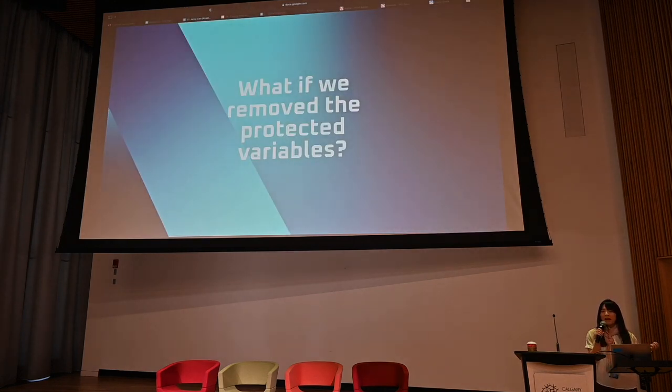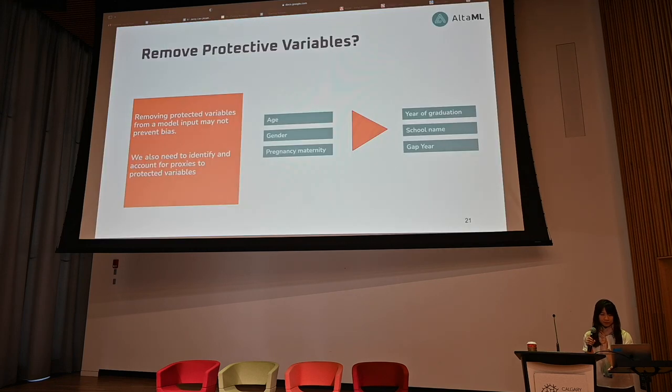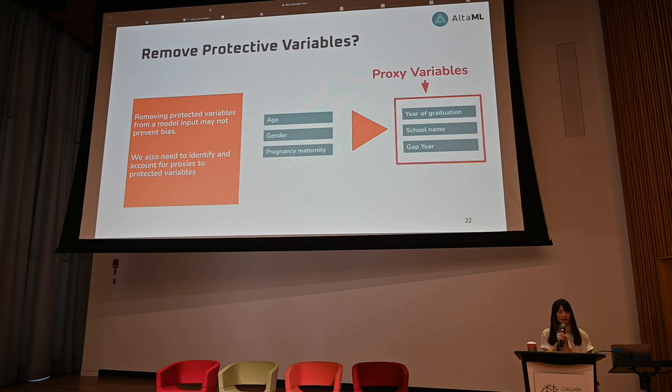One solution people think might work is to remove the protective variable. Right? Because the assumption is, if we don't tell the machine this information, it's just going to be fair, right? But here's a problem. There's such a thing we call a proxy variable. Without you having to tell the machine learning those protective variable information, a proxy variable helps the machine learn those protective variables without you specifically telling the machine.